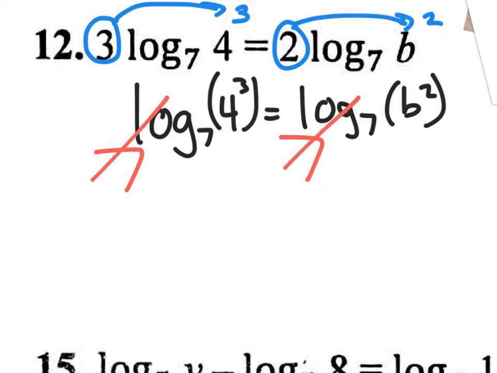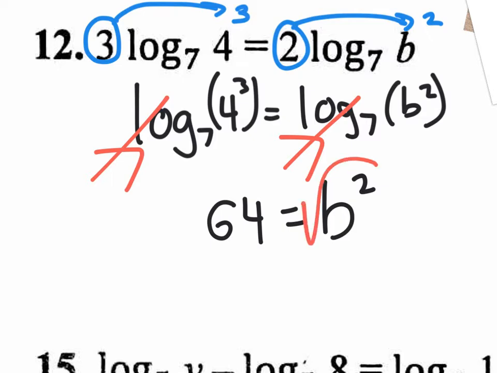Now it cancels out. So you really have 4 to the third. What is 4 to the third? That's 64 equals b squared. Right? The b squared just comes down. And now it becomes a simple equation that you could solve that has no more logarithms. So you'd apply a square root on both sides.